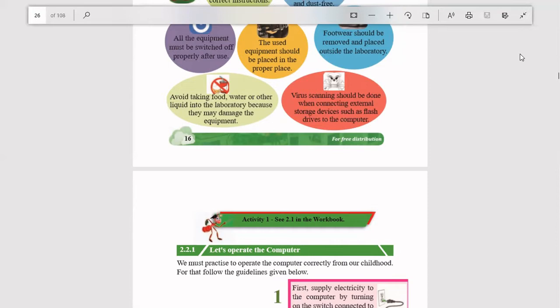What do you mean by a virus, especially in computer terms? Any idea? A virus, normally, humans are also getting viral flus and all. So what happens? You get sick, you need medicine, you have to do blood reports, you are not functioning properly, a lot of issues, right? Similarly, computers also can get viruses.